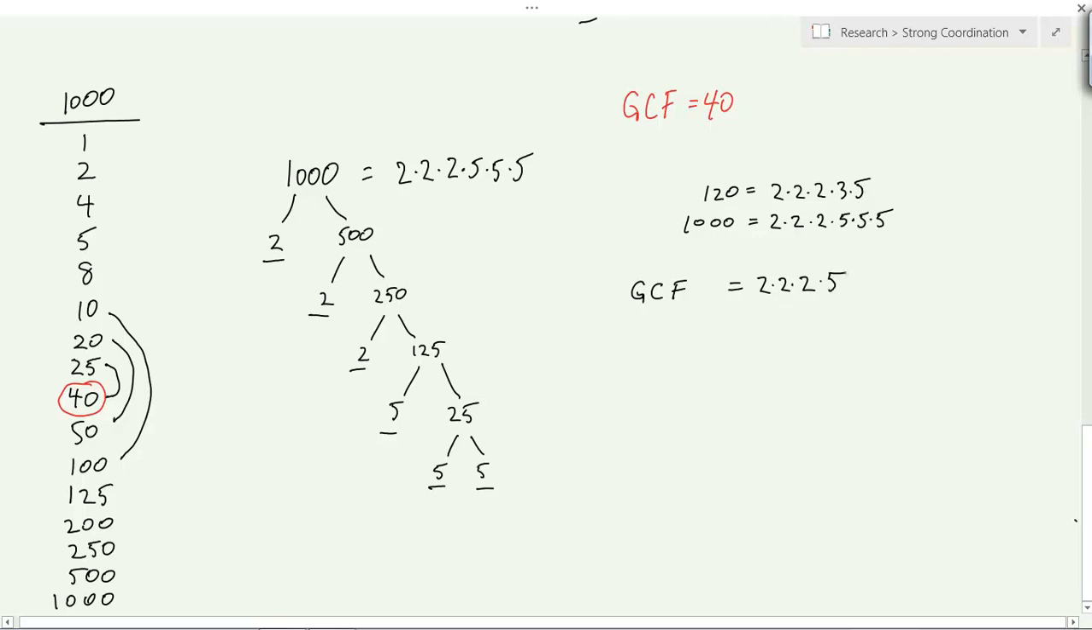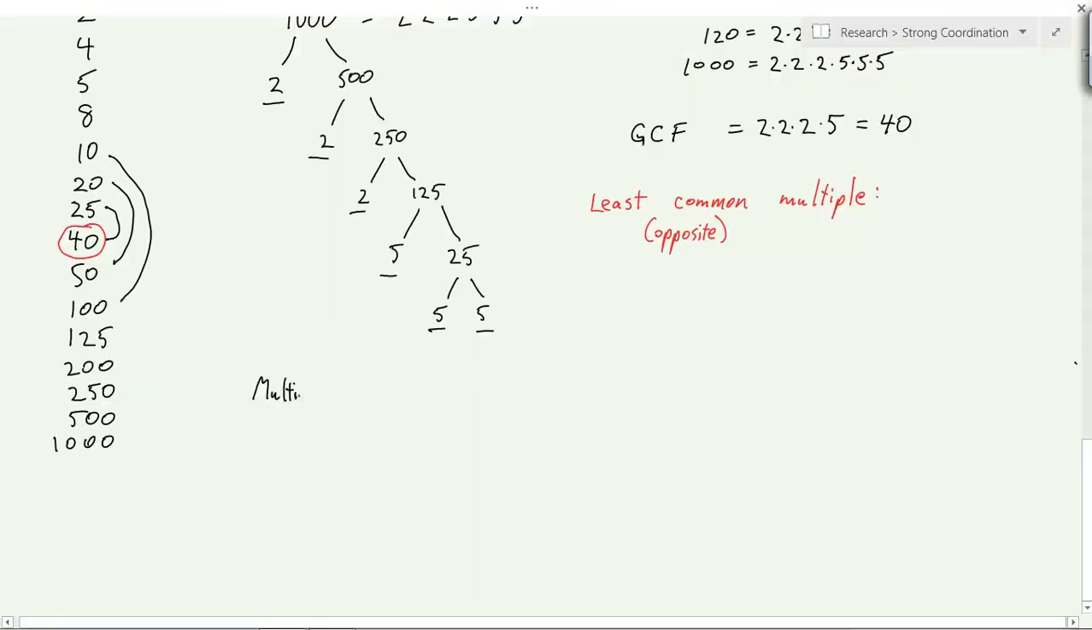Those simple steps are all I needed to calculate the greatest common factor. The greatest common factor then is 2 times 2 times 2 times 5. That's 8 times 5, 40. Voila.